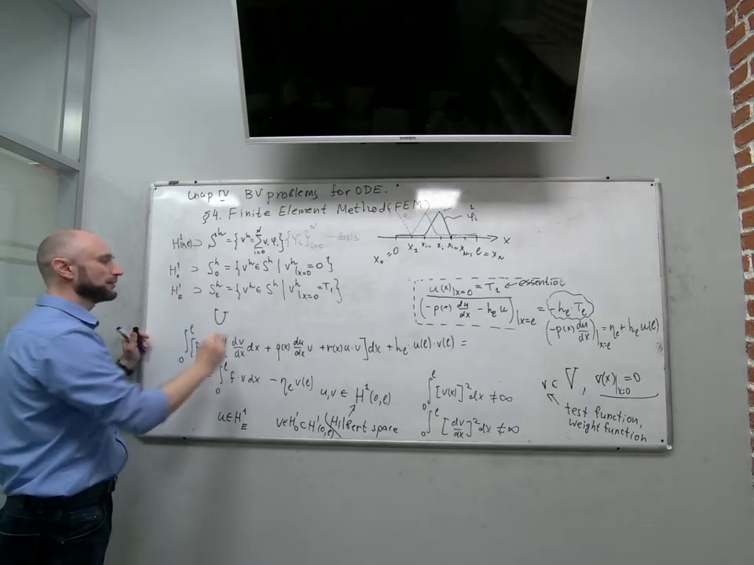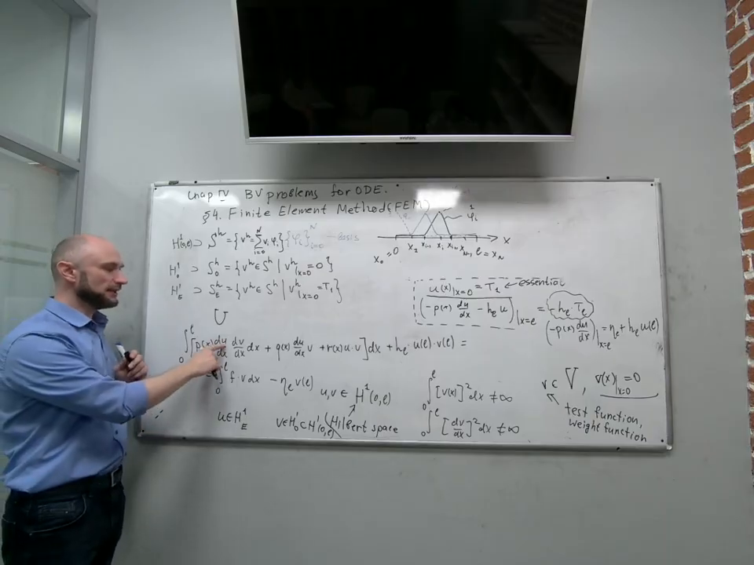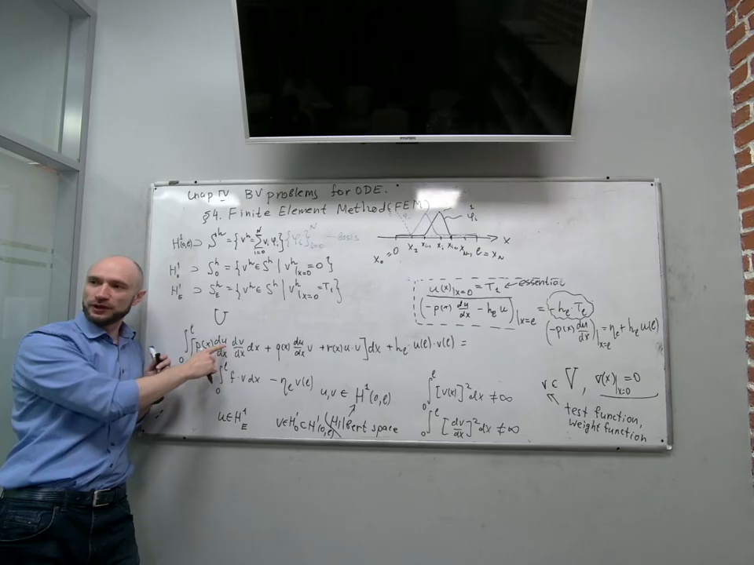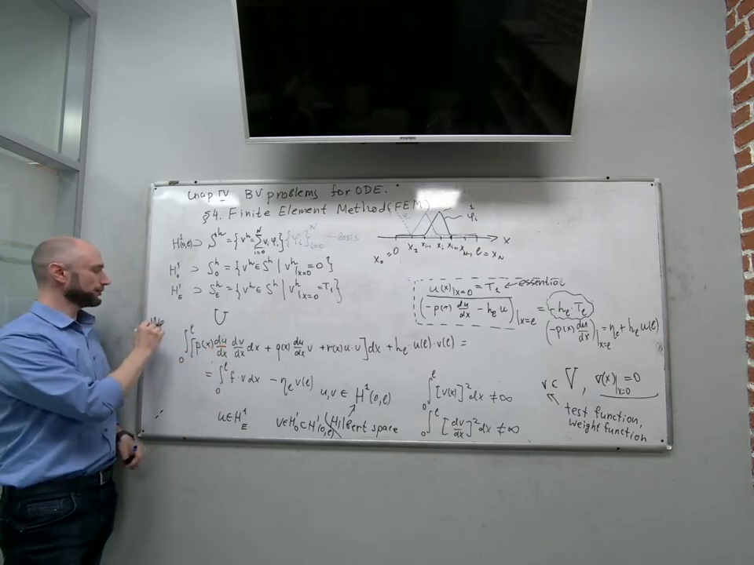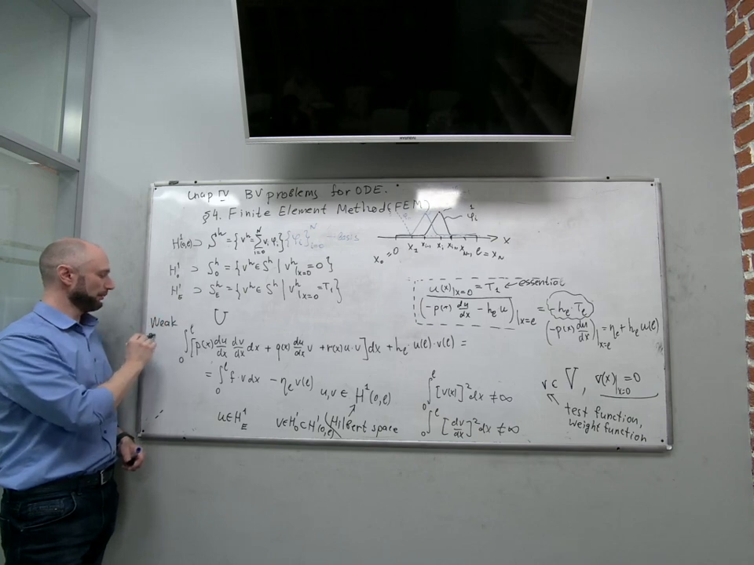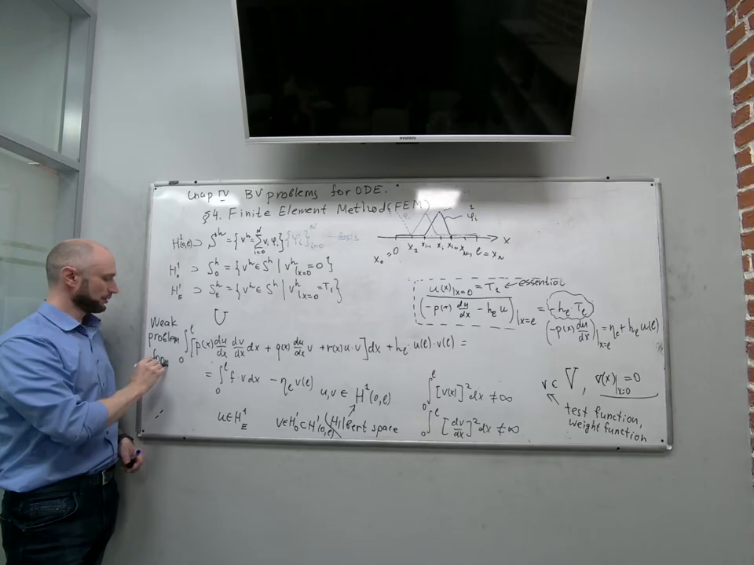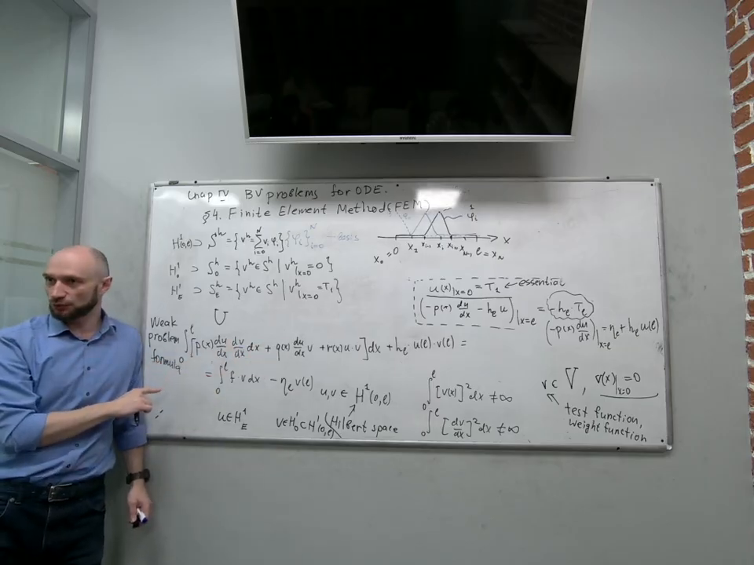Okay, what do we do next? Next, we represent our approximate solution. We will not say function u small, because u small is the exact solution of this weak problem formulation. I forgot to introduce one term. This integral equation is called a weak problem formulation.